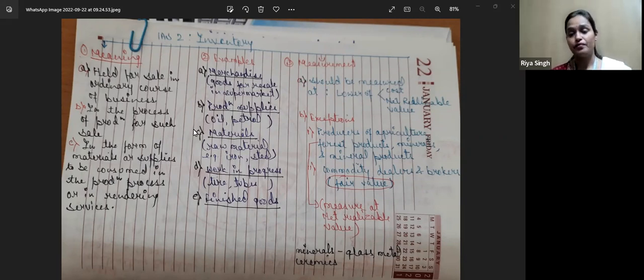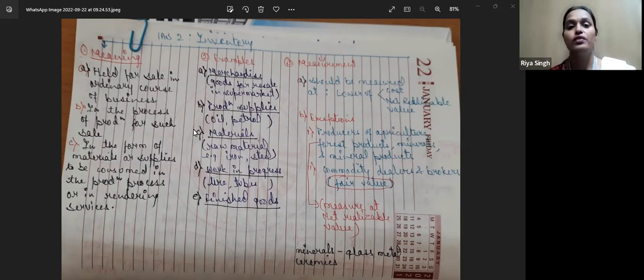Or items in the process of production for such sale. For example, if you are using oil or petrol for the production of these inventories, that also will be counted in your inventories. Or any item in the form of materials or supplies that is consumed in the process of production or in rendering services, all that will be your inventories. So basically, what is inventory? It is held for sale in the ordinary course of business.